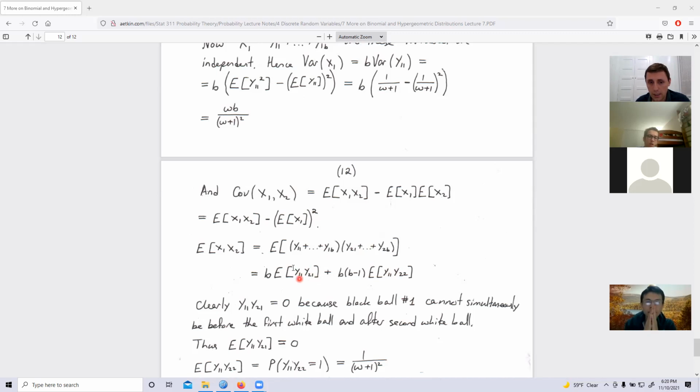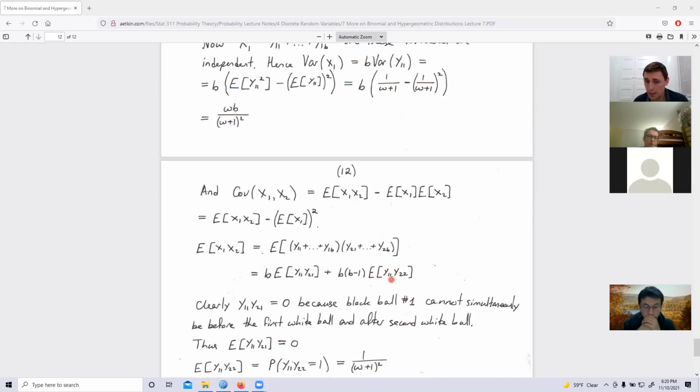So the first part here is saying that black ball number 1 is in the first slot, and also ball number 1 is in the second slot. Clearly, that's never happening. Clearly, the probability of both of them, of y11 and y21 equaling 1, is 0. So this is 0. Right, so this is gone. This is not important. What about this one?